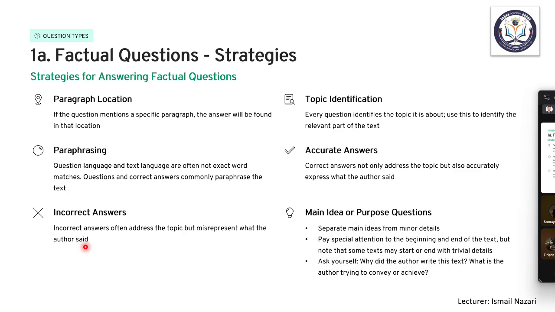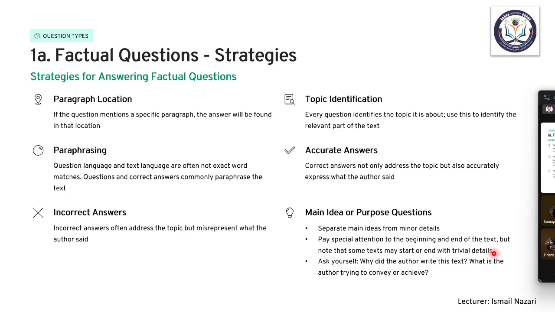Besides, pay attention to the beginning and the end of the text. But note that some texts may start or end with trivial details. Because at the beginning, especially with emails, the main idea and the purpose would be stated. Often, the last sentence also tells the main idea of a specific text, so we can use that.